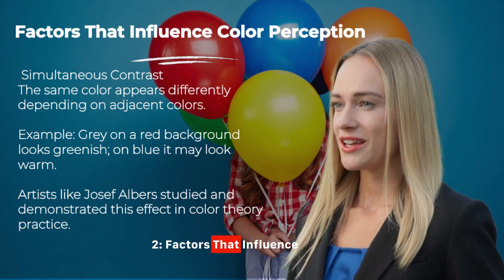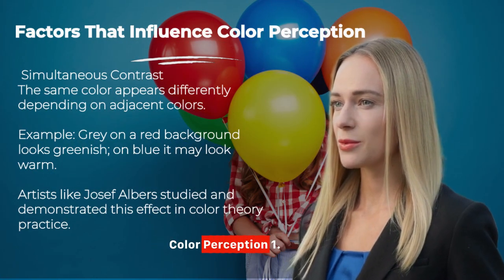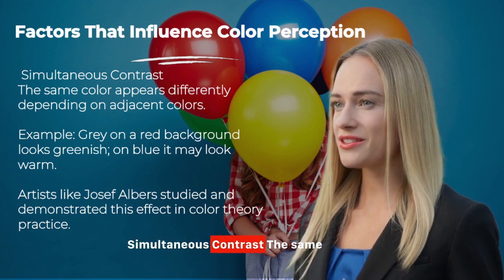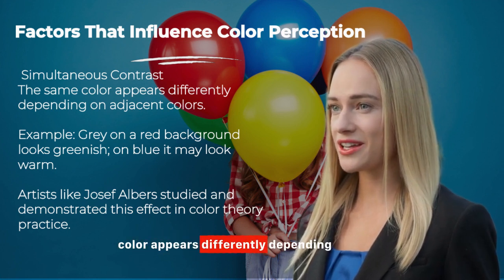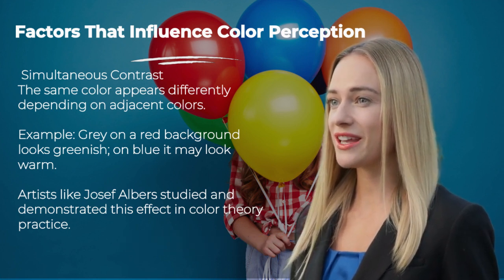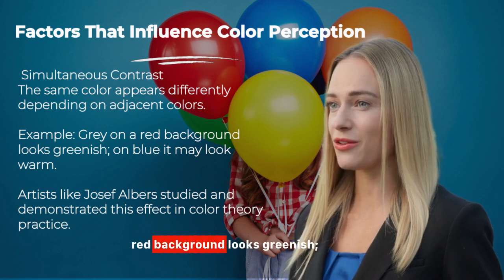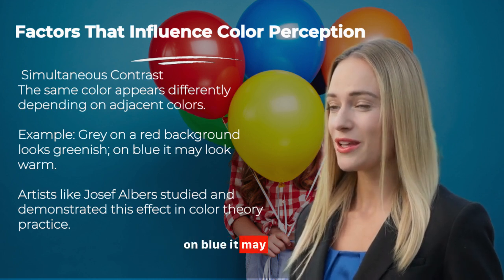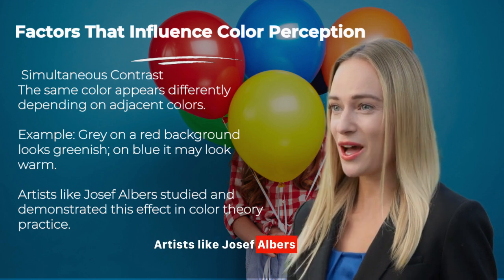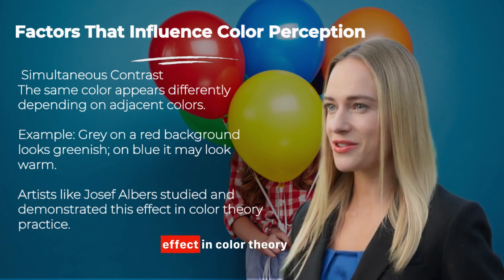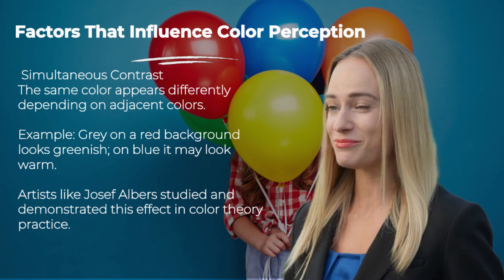2. Factors that influence color perception. 1. Simultaneous contrast. The same color appears differently depending on adjacent colors. Example: gray on a red background looks greenish. On blue, it may look warm. Artists like Josef Albers studied and demonstrated this effect in color theory practice.